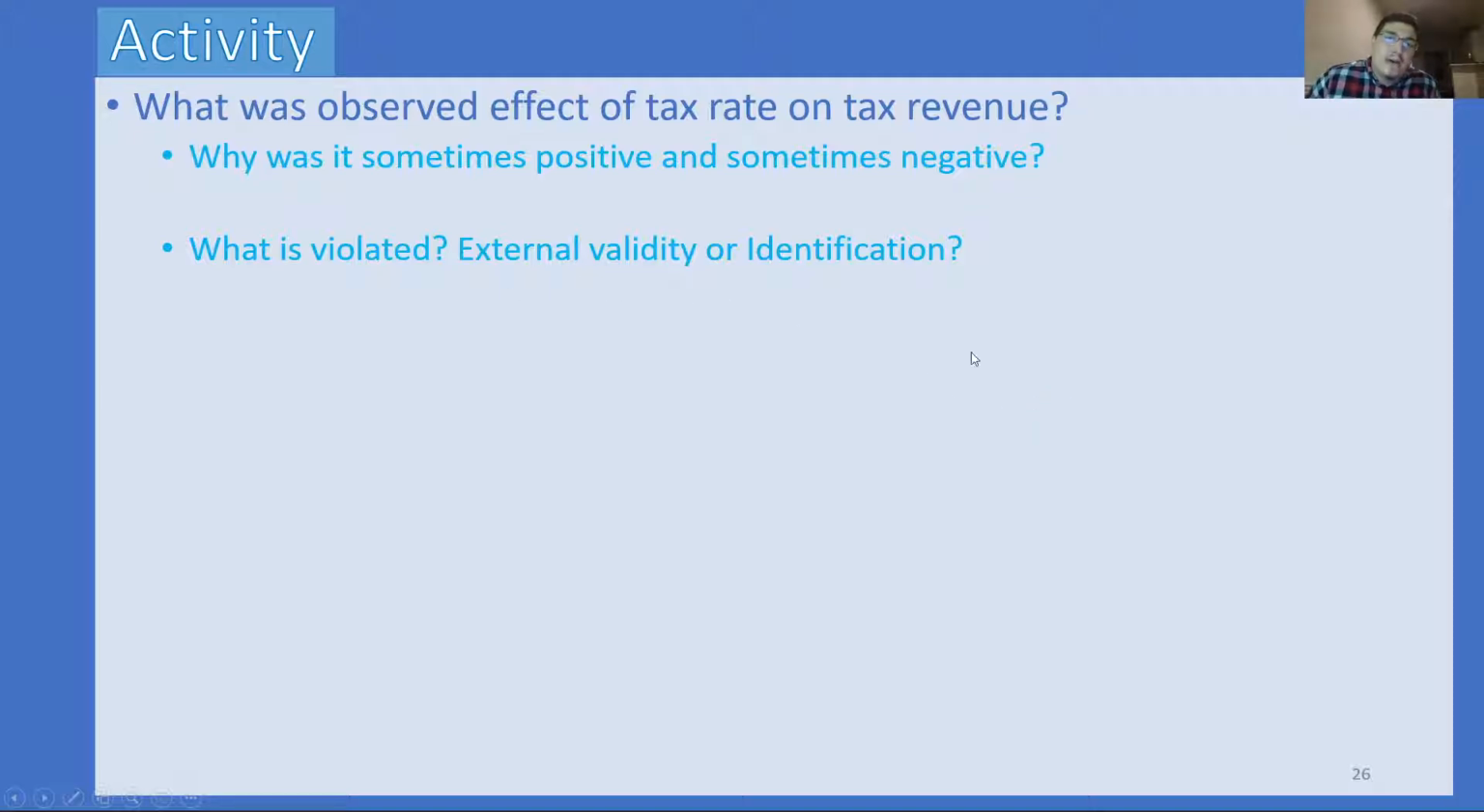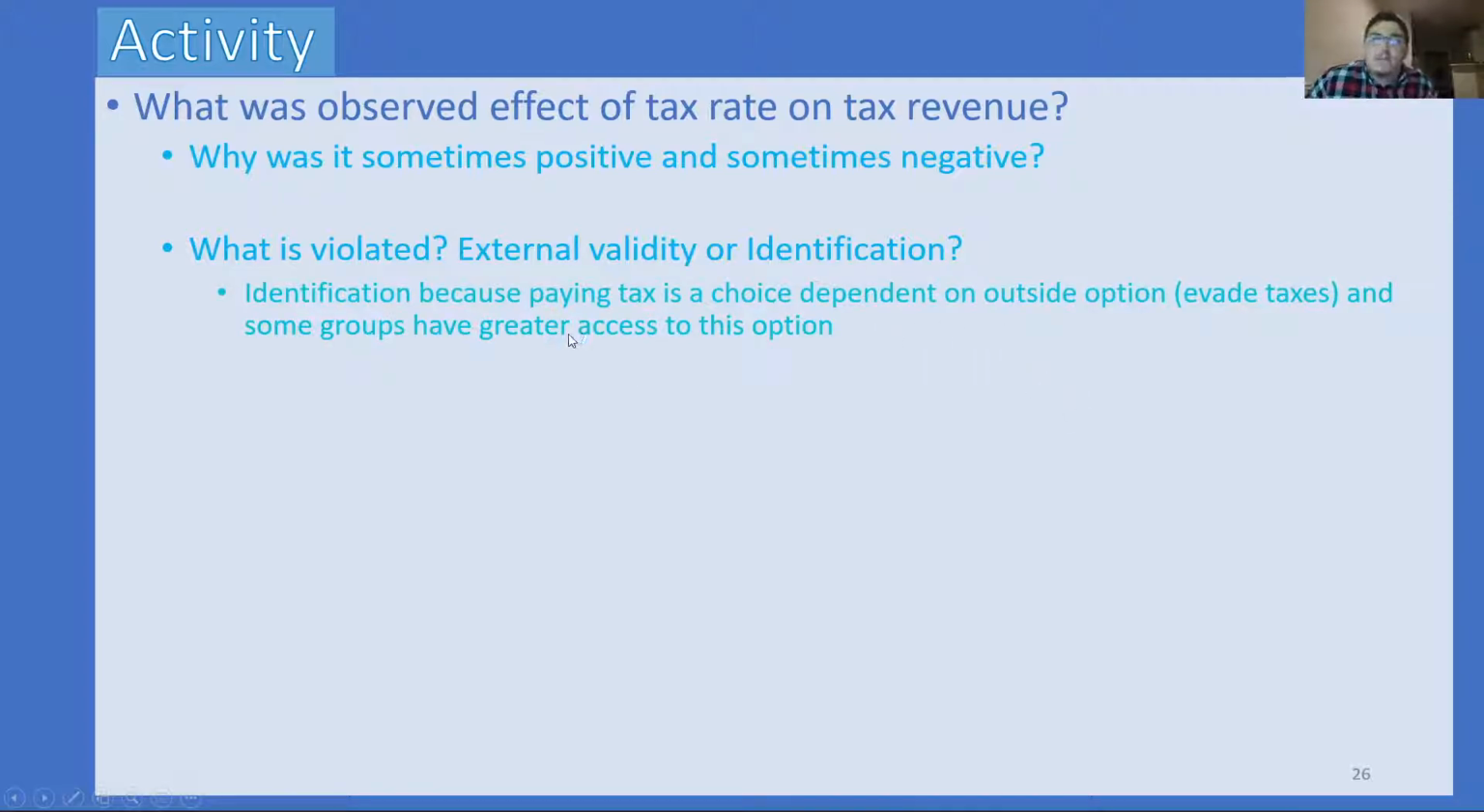But we do have some things violated here. So what's violated with this experiment? Why do we get inconsistent results? Why do we get some bias here, where sometimes we're positive, sometimes we're negative? Is it external validity or is it identification? And really, it's both. It's going to be identification because paying taxes is a choice that depends on your outside option, what you can do as an alternative to paying taxes. And that outside option is tax evasion, which I directly put into those slides there.